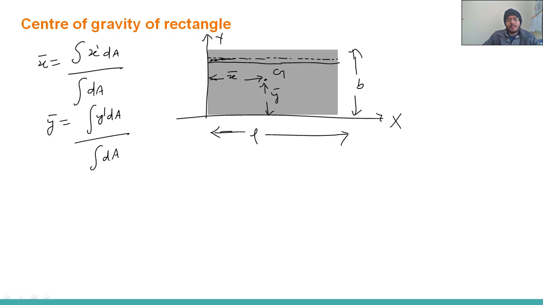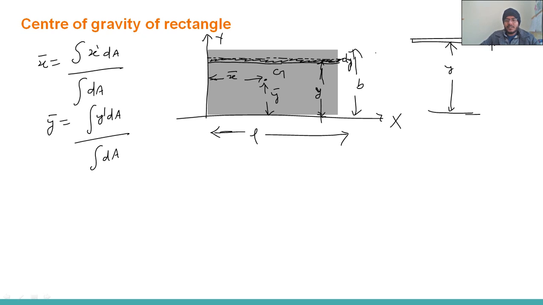I'm taking this segment. The centroid distance from the x-axis, I'm assuming, is the variable y, and their thickness or width will be dy. It means we have this strip, and from the x-axis its distance is y and its width is dy.